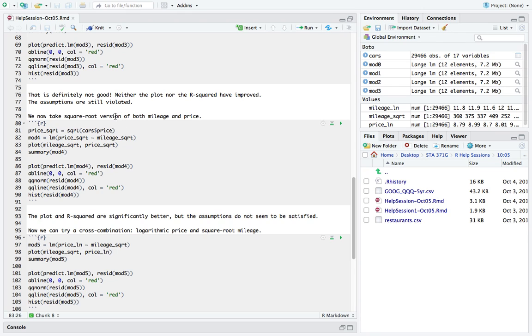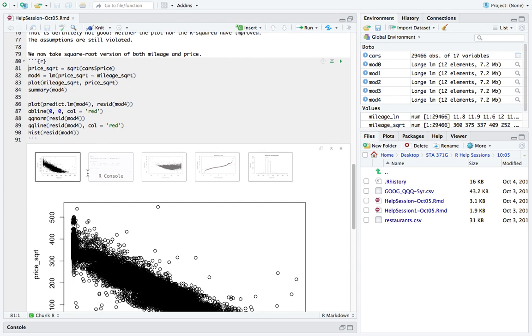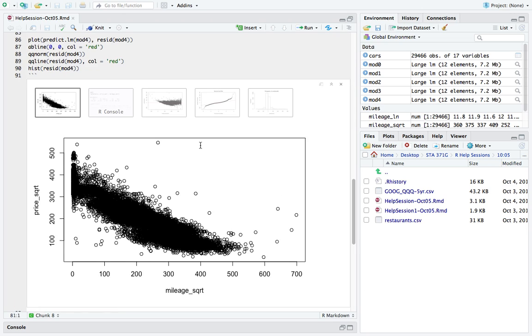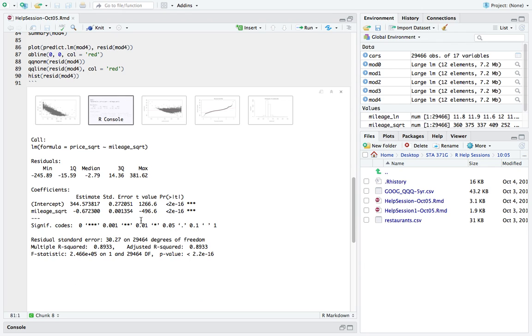Next, let's try a square root transformation for both mileage and price. So we create our square root transformation of the price, and then we create our model just similarly as in the previous case. So first, let's check the scatter plot of the data. It definitely looks linear, so we could say that the linear assumption is satisfied. There are some outliers there, but on average they seem to be around the linear trend of the data.